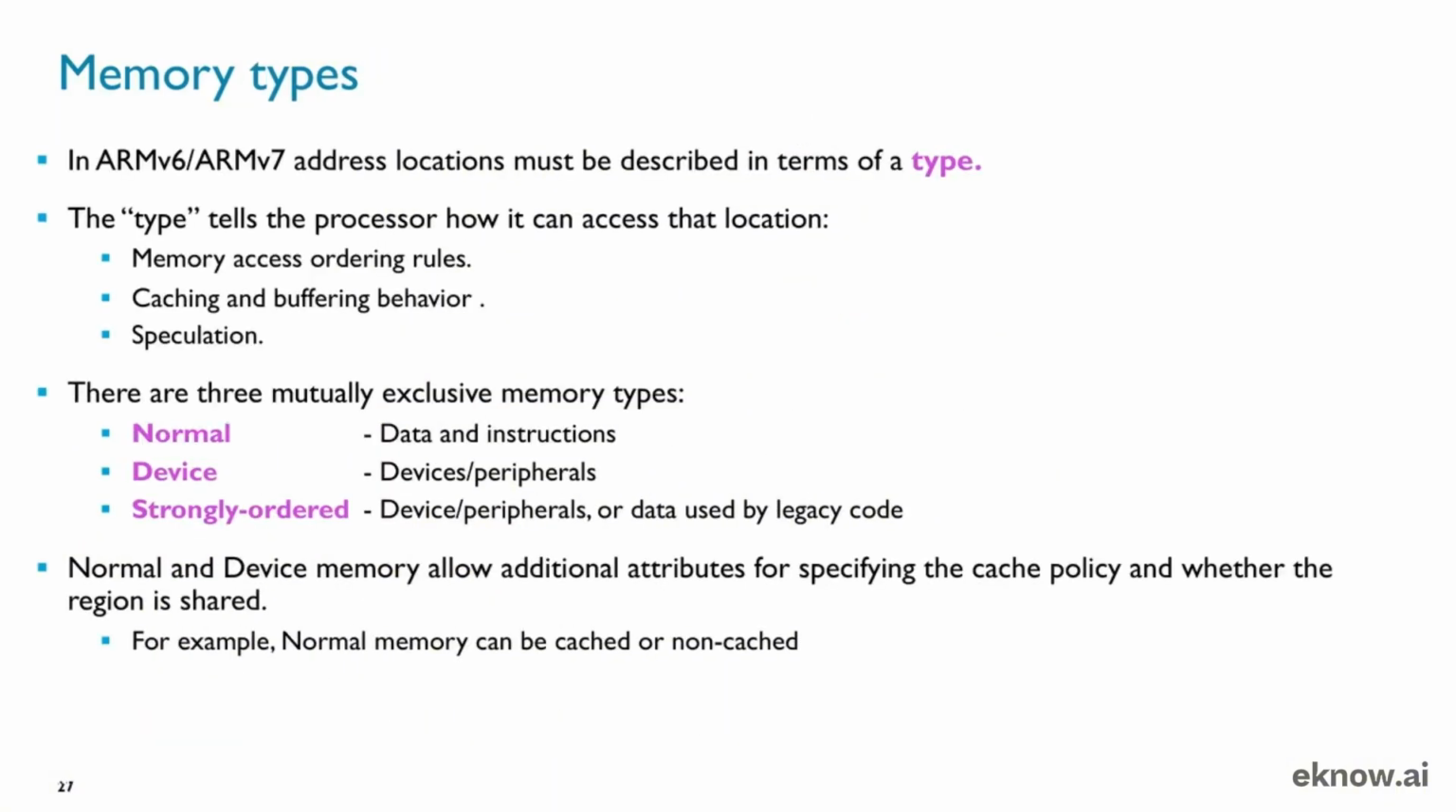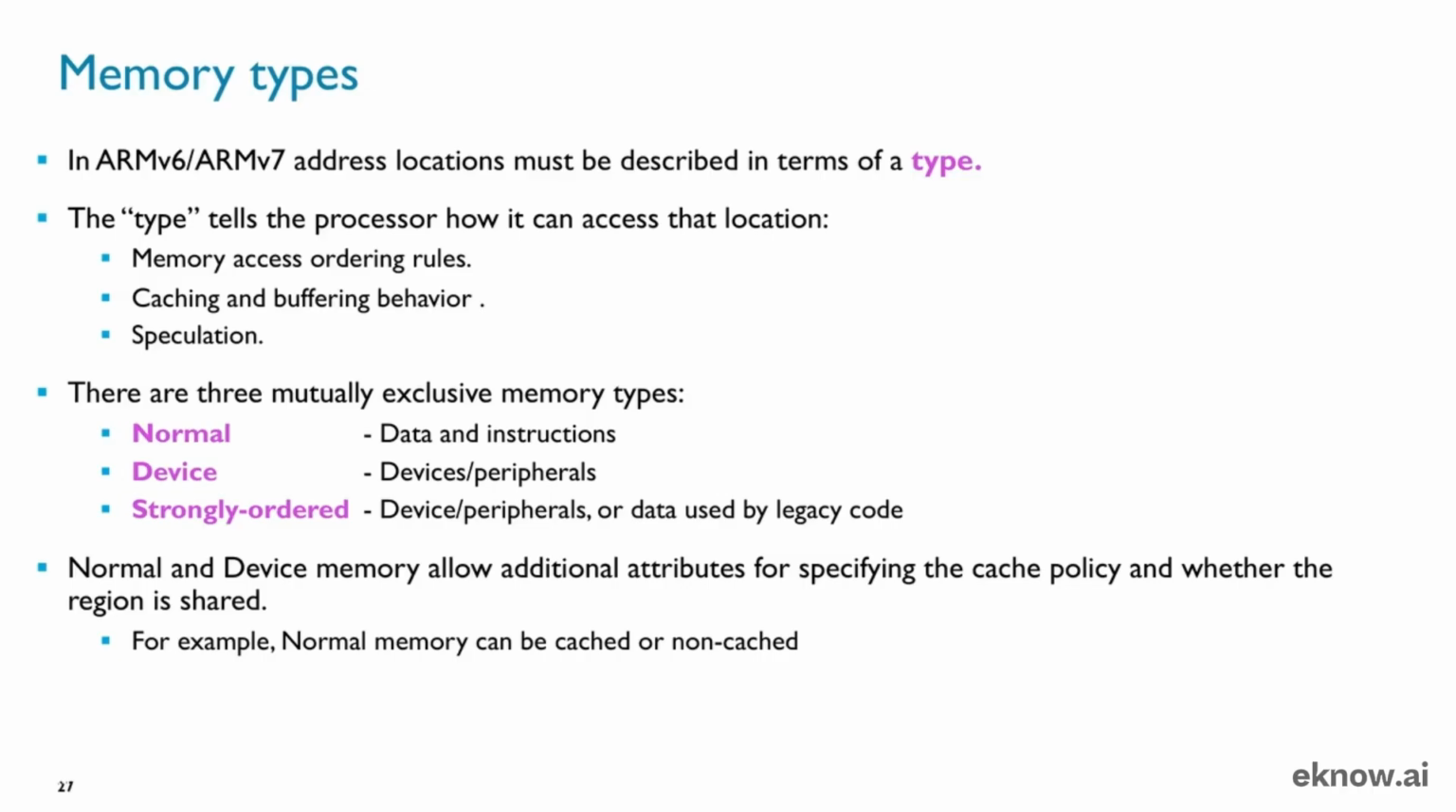Following on from the memory map we just saw, we need a way to tell the processor how it should interact with those different memory regions. In ARMv6 and ARMv7 architectures, this is done by assigning a type to each memory location. This type is essentially a set of rules for the processor. So, what does this type tell the processor? It defines 3 key behaviors.